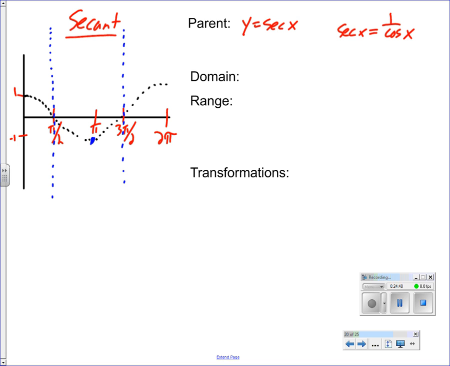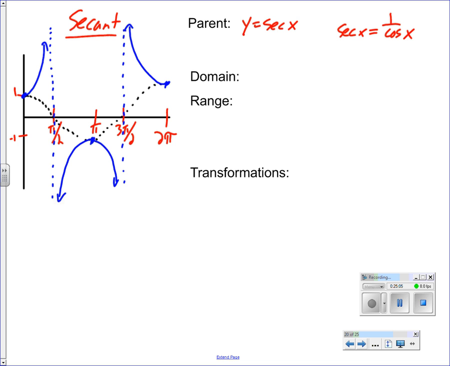Minimums will become maximums. And then maximums will become minimums. That gives us our general shape for secant function.